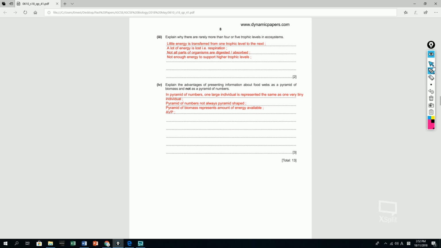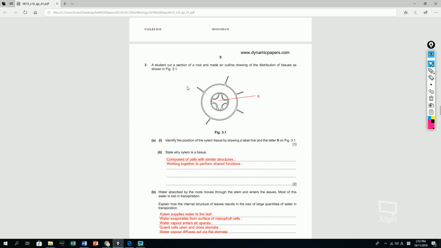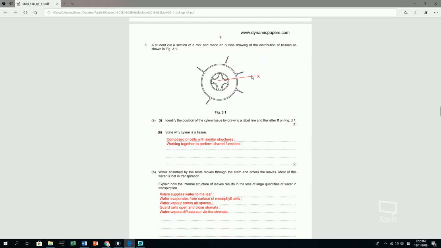So moving on, we've got this question here that asks you about the roots and things like that. So this here is the phloem, X is the xylem, and then they get you to label that. We've got the cortex, and we've also got the epidermis at the most outer part.